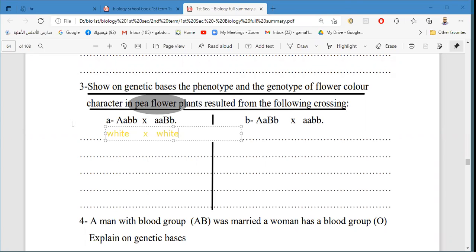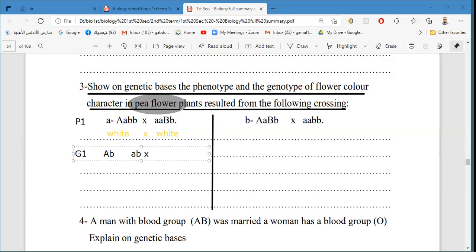So this will be P1. Right. Let's go to G1. Can you make G1? What are the possibilities? A capital with B small. The other possibility: A small, B small. We are still working on the first parent, so we take from what we have. These are the two possibilities of the first parent.